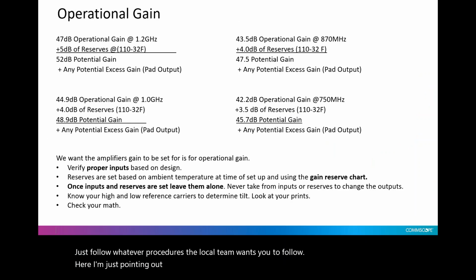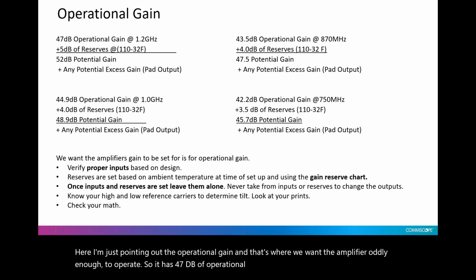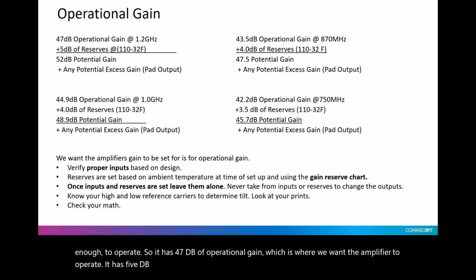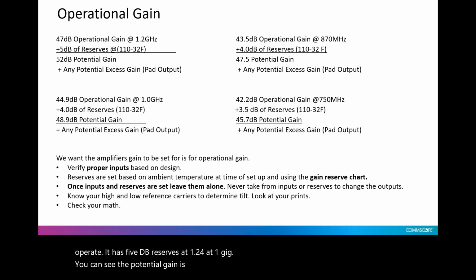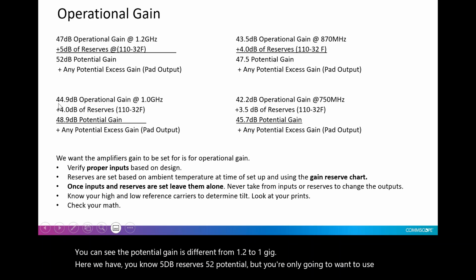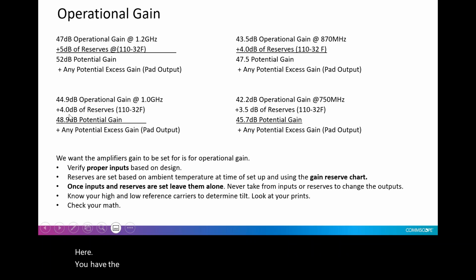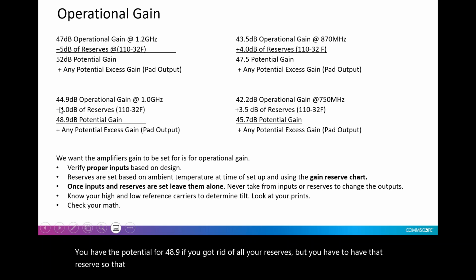Here, I'm just pointing out the operational gain, and that's where we want the amplifier, oddly enough, to operate. So it has 47 dB of operational gain, which is where we want the amplifier to operate. It has 5 dB reserves at 1.2, 4 at 1 gig. You can see the potential gain is different from 1.2 to 1 gig. Here we have 5 dB reserves, 52 potential, but you're only going to want to use 47. Here you have the potential for 48.9 if you got rid of all your reserves, but you have to have that reserve so that that ADU, or the automatic drive unit, can adjust itself over temperature.